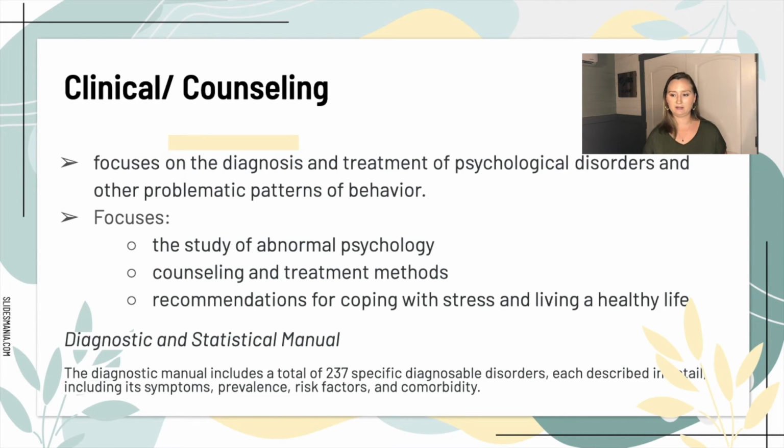Within the Diagnostic and Statistical Manual, which we will talk about in detail, the Diagnostic and Statistical Manual is where all of the psychological disorders are basically cataloged and are approved by a board of psychologists. This manual includes a total of 237 specific diagnosable disorders, each described in detail, including symptoms, prevalence, risk factors, and comorbidity. Comorbidity is essentially if you have more than one at the same time.